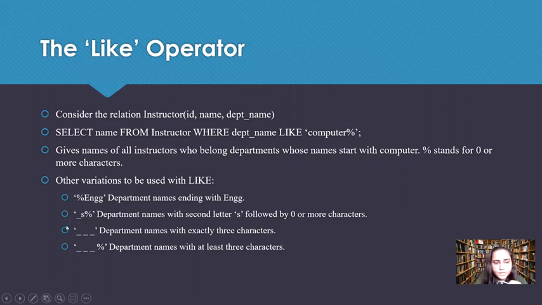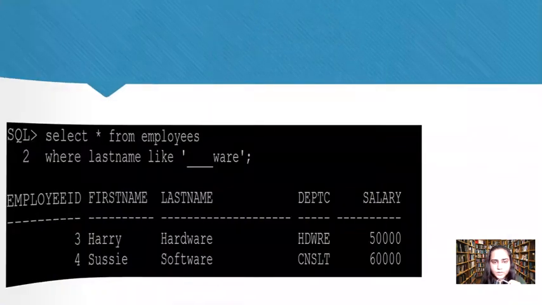underscore. If you specify 3 underscores, then that means you want department names that have exactly 3 characters. If you specify 3 underscores followed by percentage, then that means department names with at least 3 characters. So that is what all these expressions over here mean. And now let's see this particular query with an example.